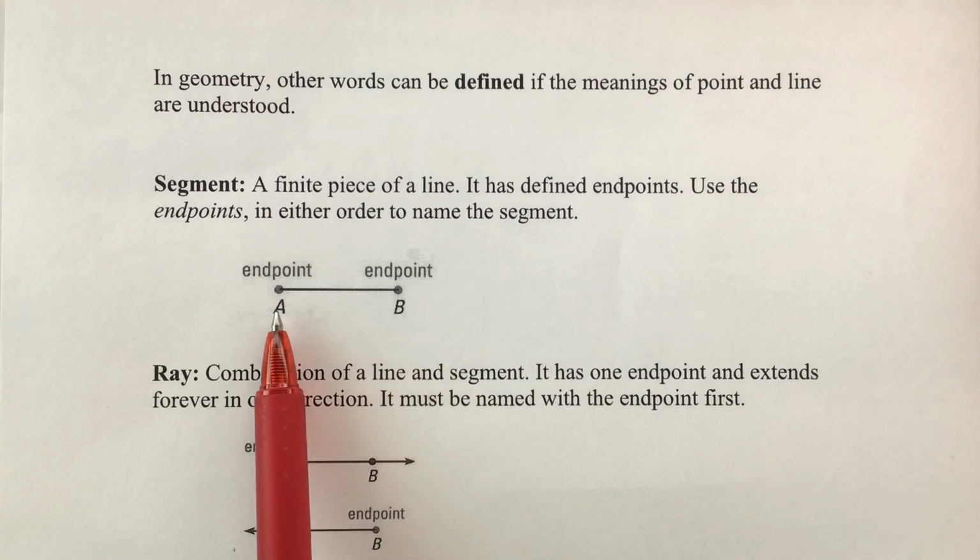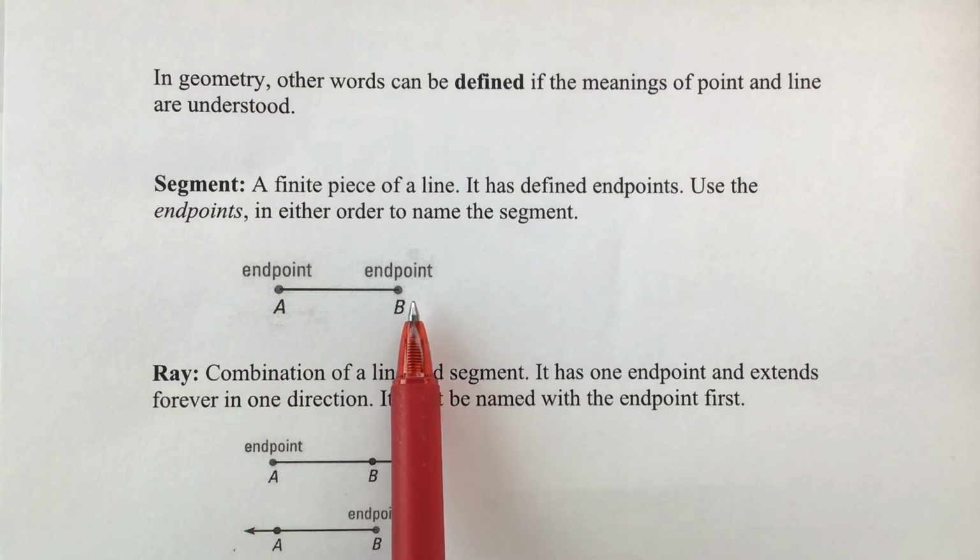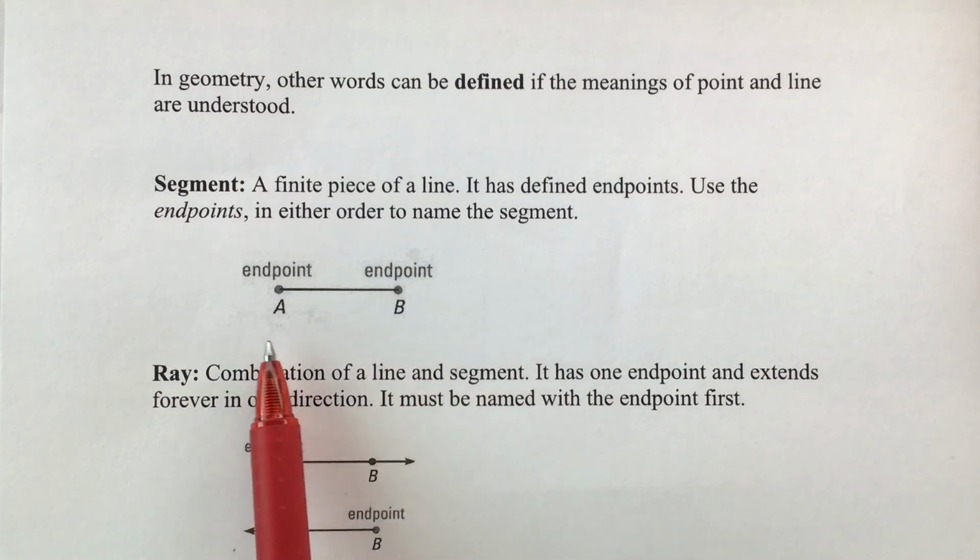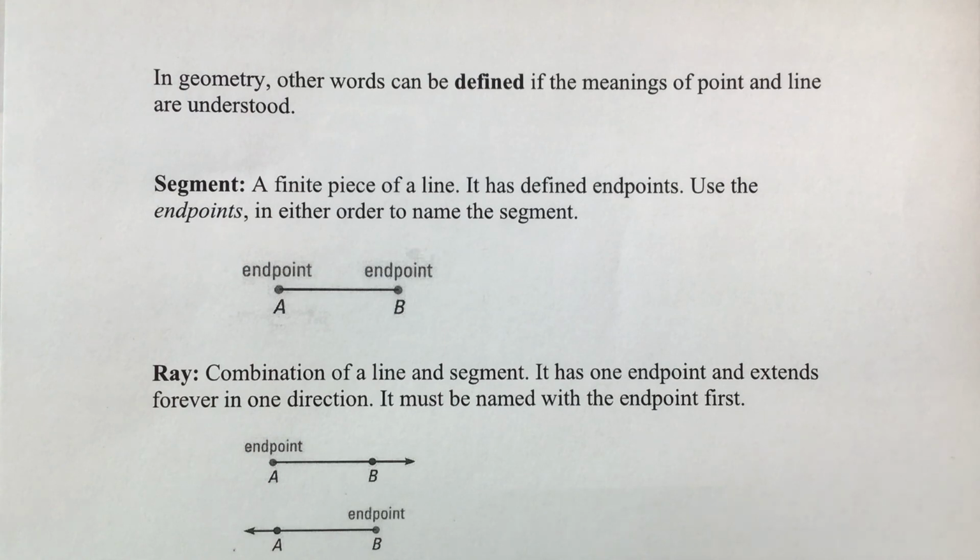And that segment is going to have what we call endpoints. The endpoints are going to be clearly identified as some points. You're going to give them names if they don't already have them. So you're going to have maybe endpoint A. You're also going to have endpoint B. Again, these are going to be capital letters because they are points.